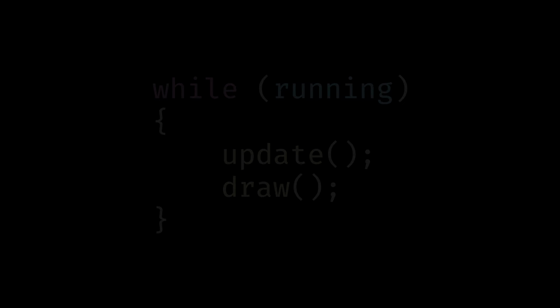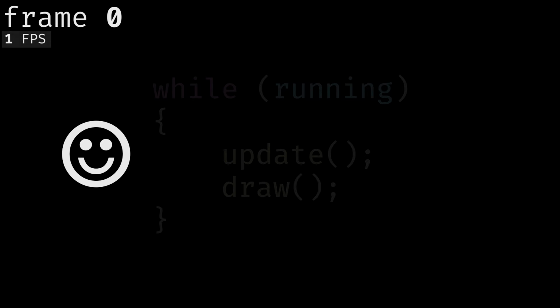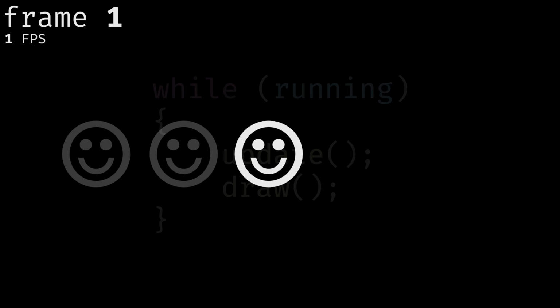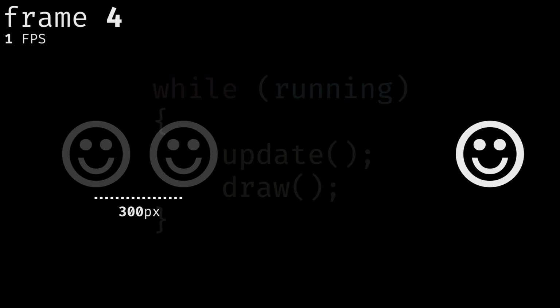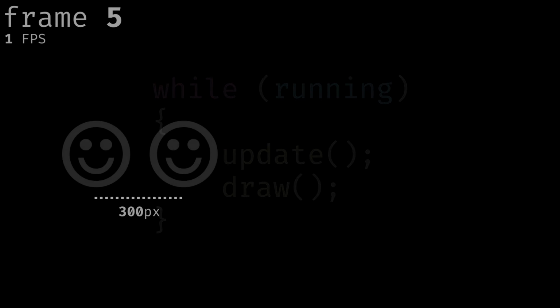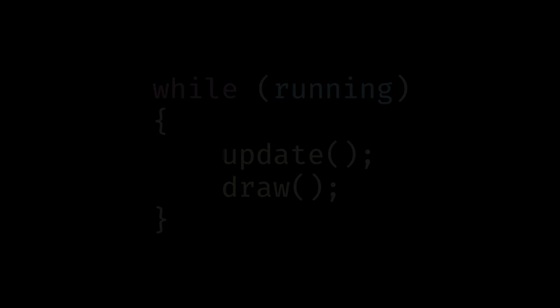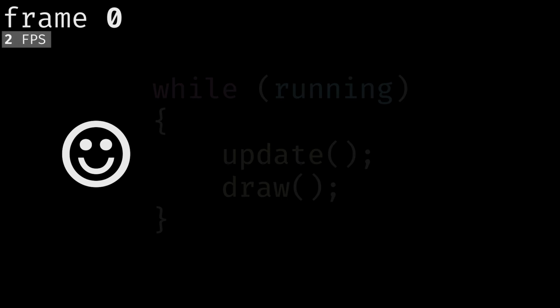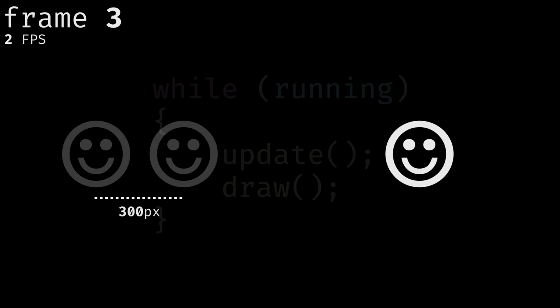With that in mind, let's see how the loop behaves when there is a single character on the screen moving at 1 frame per second. As you can see, if we assume that the velocity of this character is 300 pixels per iteration, it will consistently move 300 pixels per second. Now let's see what happens when the number of frames per second is different. As you can see, the speed of the game is twice as fast.